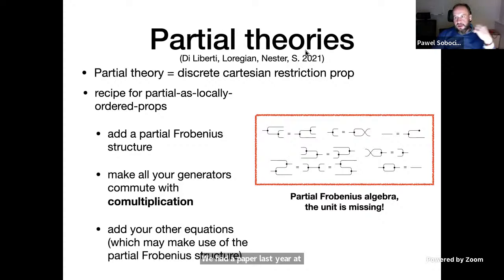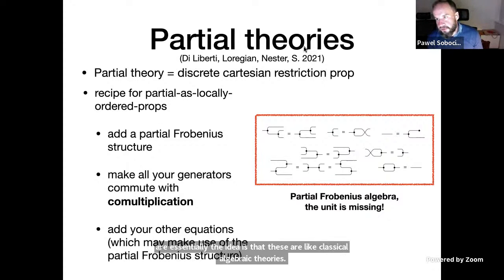We call these partial theories. These have been called various things in the literature. They're called quasi-algebraic theories, where the varieties are quasi-varieties. Essentially algebraic theories is another name, I think by Freyd. The idea is that these are like classical algebraic theories, but operations are allowed to be partially defined.